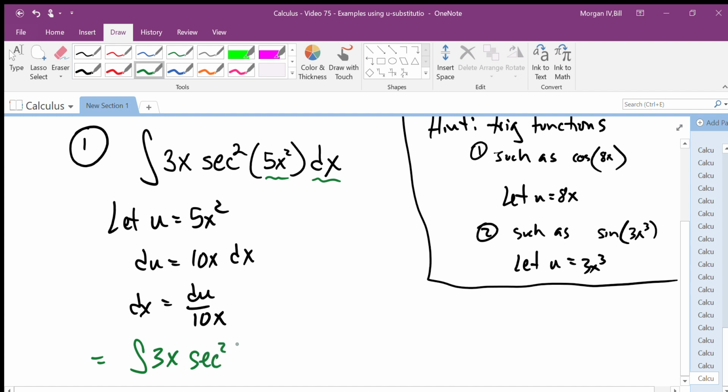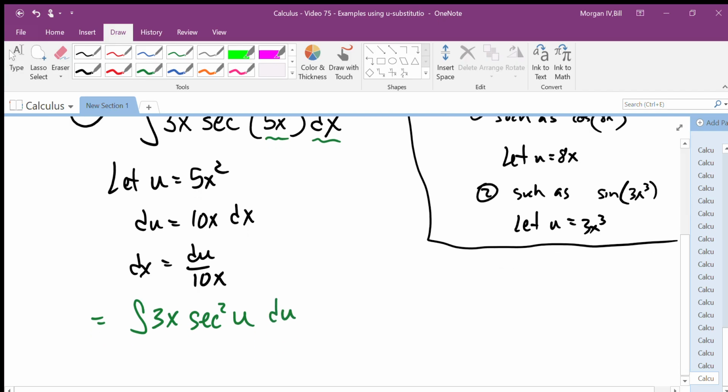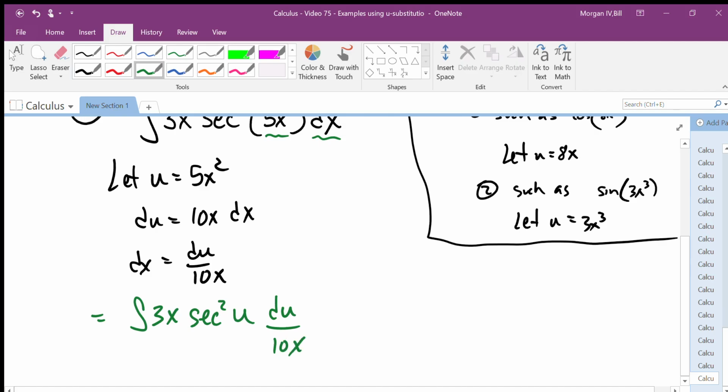Secant squared of u, we like that. It's just secant squared of one variable, just u. Times dx, which is du over 10x. And indeed, we see that this x and this x cancel. I have 3 divided by 10. That can come out front as 3/10 times the integral of secant squared of u du.